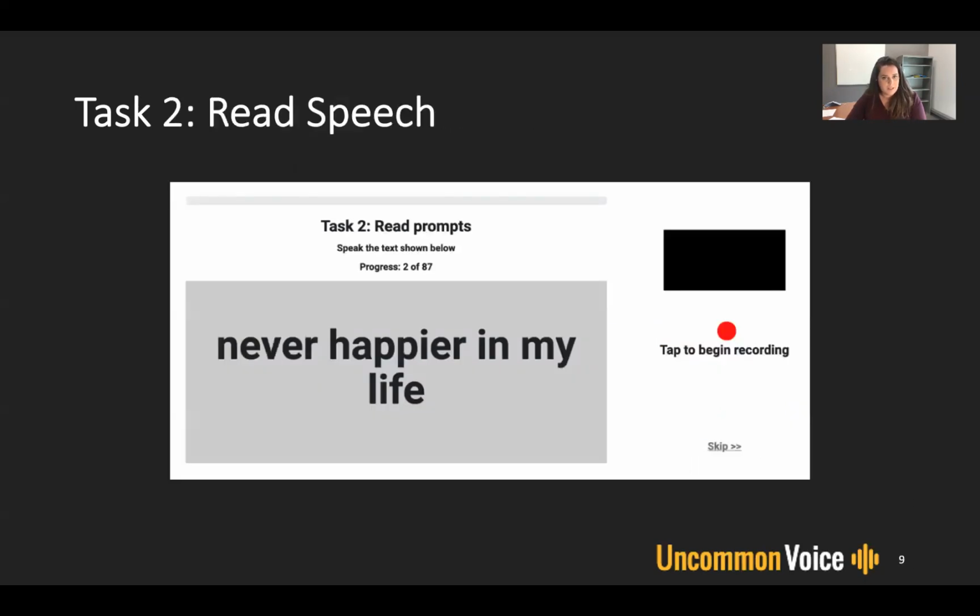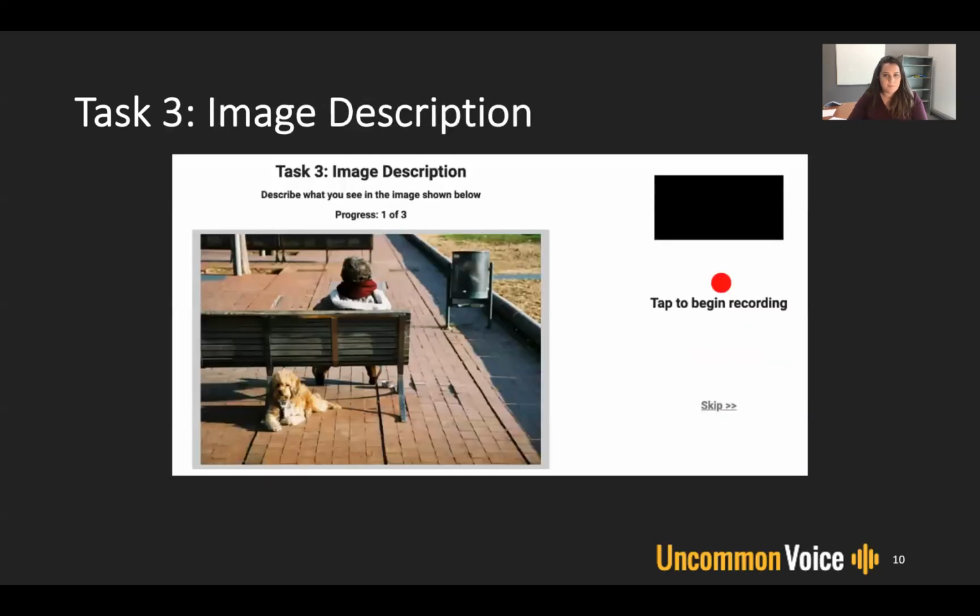This is what it looked like for read speech. So basically the prompt that they were asked to speak is in this box. So "never happier in my life" is what they would say here. They would tap to begin the recording, and then once they were done, they would also tap to end the recording. Individuals were given the option to skip any prompt they didn't want to do. As per IRB guidelines, we were not forcing them to go through this entire thing, although most of them did choose to do the entire data set.